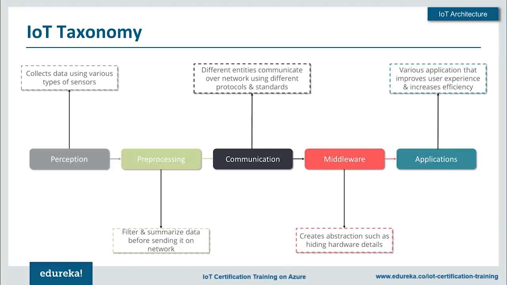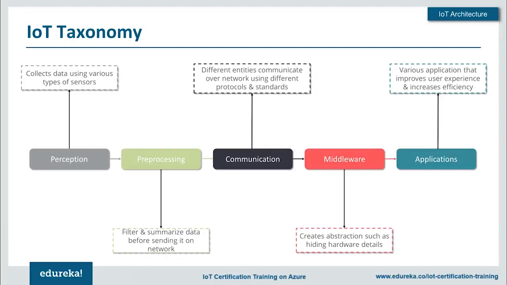Now, then I have a communication layer. The communication layer is very simple: here we define the protocols and standards as well as the medium through which the information has to be passed from my sensors to my main system. Now, middleware is something that's quite essential here. What it does is that it creates an abstraction and makes my system work much more smoothly.